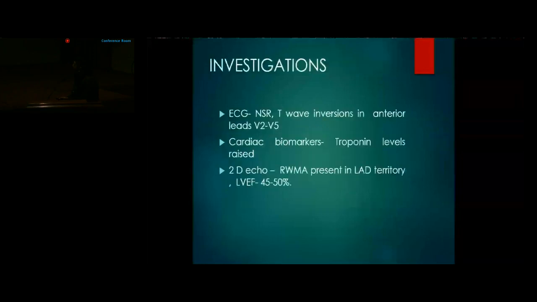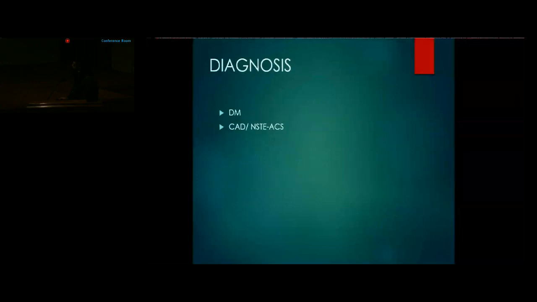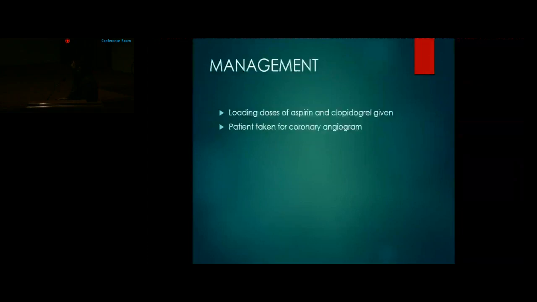On investigations, ECG was showing normal sinus rhythm with T-wave inversions in anterior leads V2 to V5. Troponin levels were raised, and on 2D echogram, RWMA were present in the left anterior descending territory. LVEF was around 45 to 50%. So the patient was diagnosed as a case of diabetes mellitus, coronary artery disease presenting with NST-ACS.